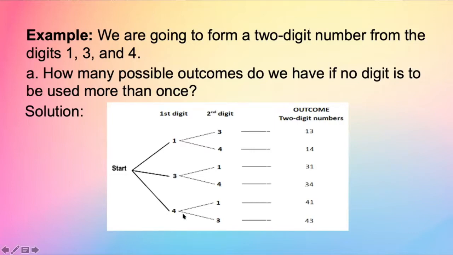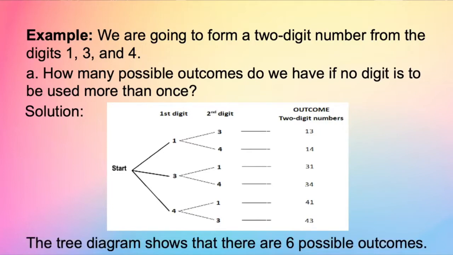If the first digit is 4 and the second digit is 1, then the two-digit number is 41. And if the first digit is 4 and the second digit is 3, then the two-digit number is 43. So, if we are going to form a two-digit number from the digits 1, 3, and 4, there are 6 possible outcomes if no digit is to be used more than once.